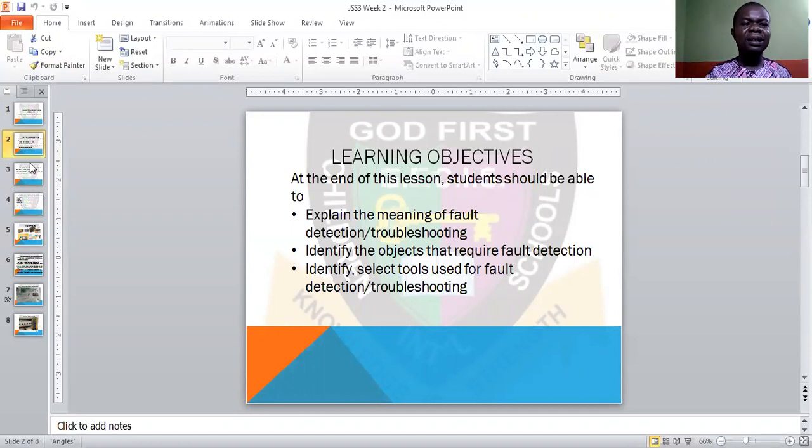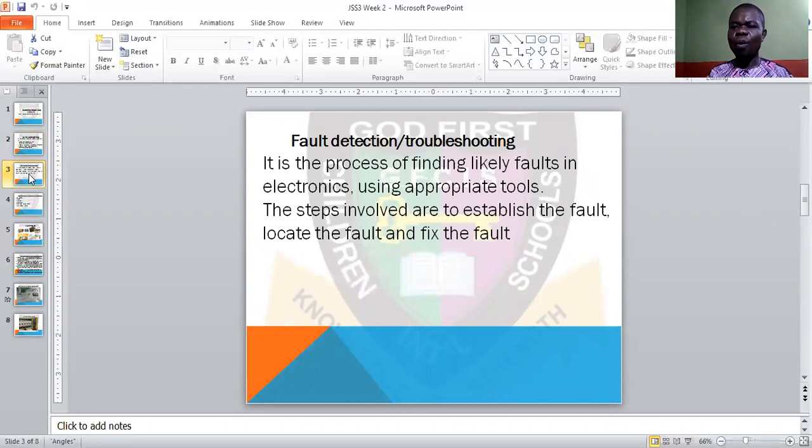Now we look at the definition of troubleshooting itself, fault detection. What is fault detection? Or what is troubleshooting? It is the process of finding likely faults in electronics. What we mean is looking for where faults are in an electronic device using appropriate instruments or tools.